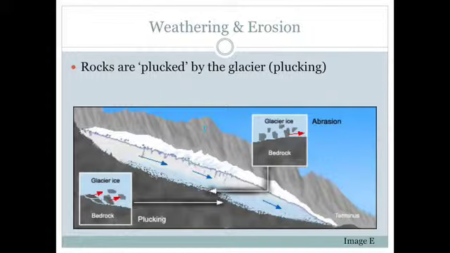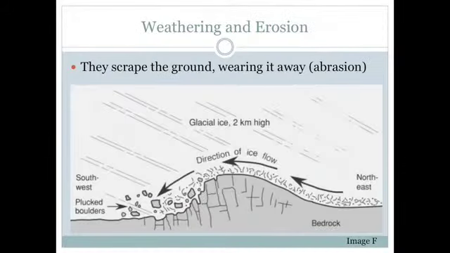Now, talking more about weathering and erosion, a common sign of erosion is plucking. This is when rocks that have been loosened by freeze-thaw weathering and other types of erosion are picked up, or plucked, by the glacier, and then they scrape across the ground, wearing away at the bedrock, and this process is called abrasion. Now, as you can see here in the diagram, the rock is sliding across the bedrock, forced by the forward movement of the glacier, and wearing away the bedrock underneath it.